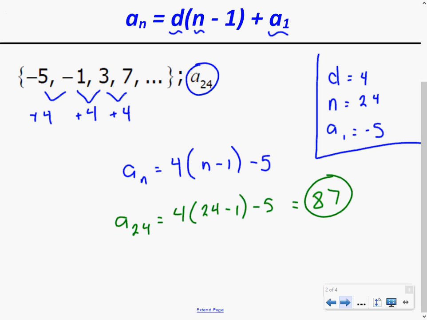So that's much quicker than actually dragging out this pattern here, adding 4. This is what we call, remember, an explicit formula. In the last video, when we talked about explicit formulas, they weren't necessarily for arithmetic sequences, but this is how you write an explicit formula for this particular type of sequence.